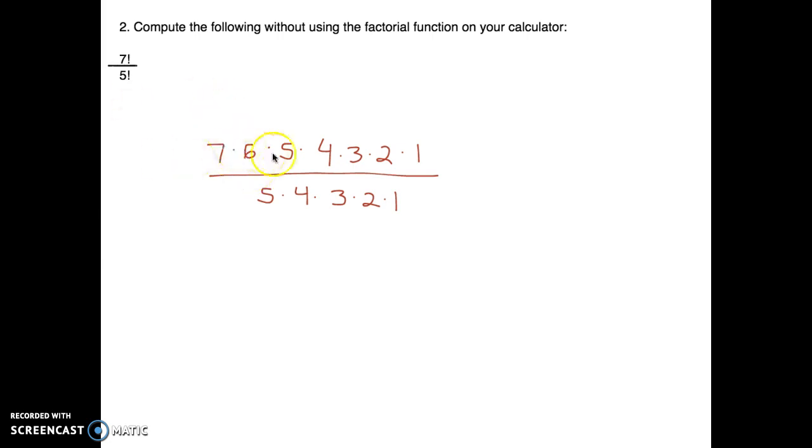And so, these 5s, the 5s can cancel out, the 4s, the 3s, the 2s, and the 1. Since we're multiplying, we can divide all of those out. So we're left with 7 times 6, which gives us 42. You'll get the same thing if you multiply the top, and then multiply the bottom, and then divide. So you can pick which way you want to do that.